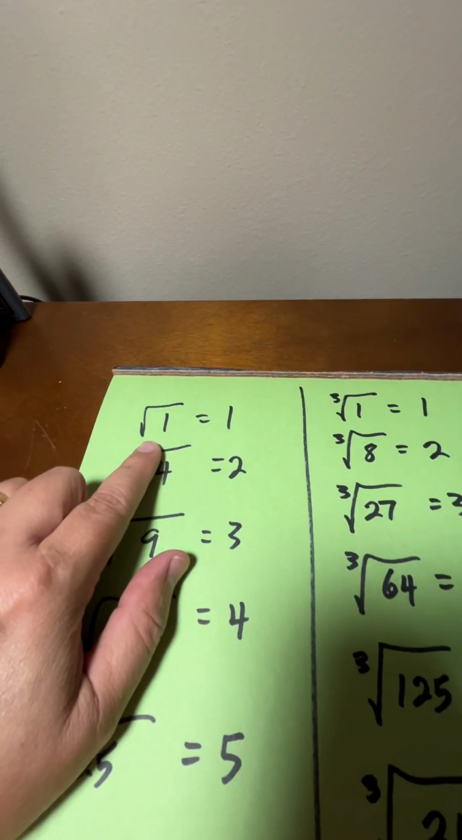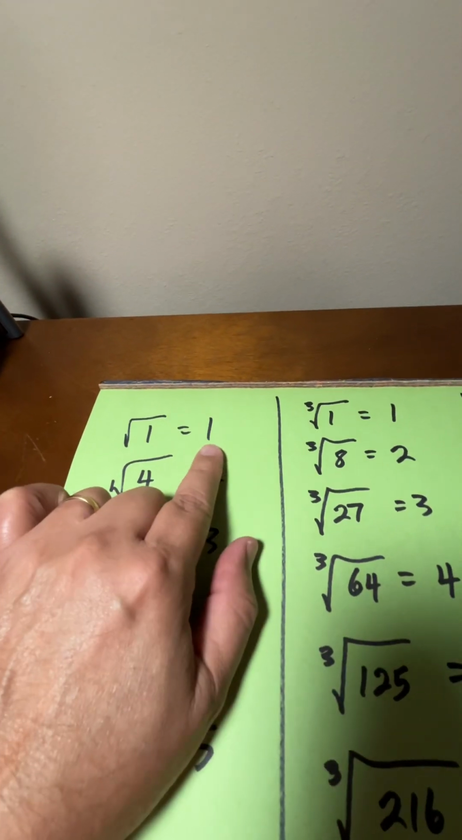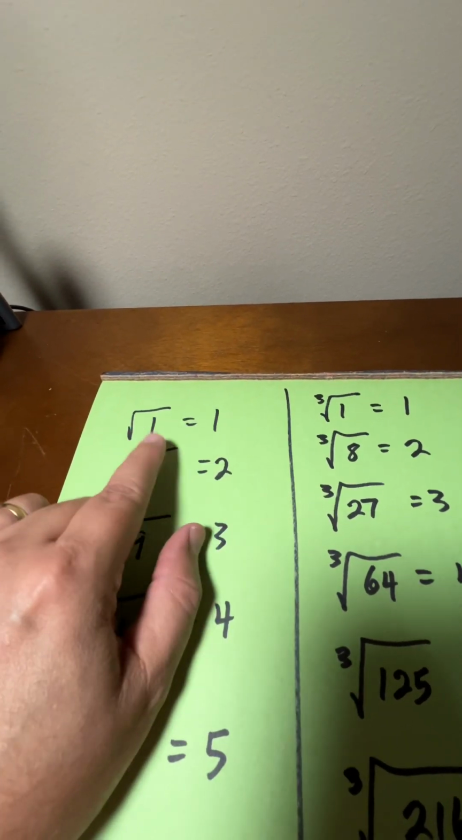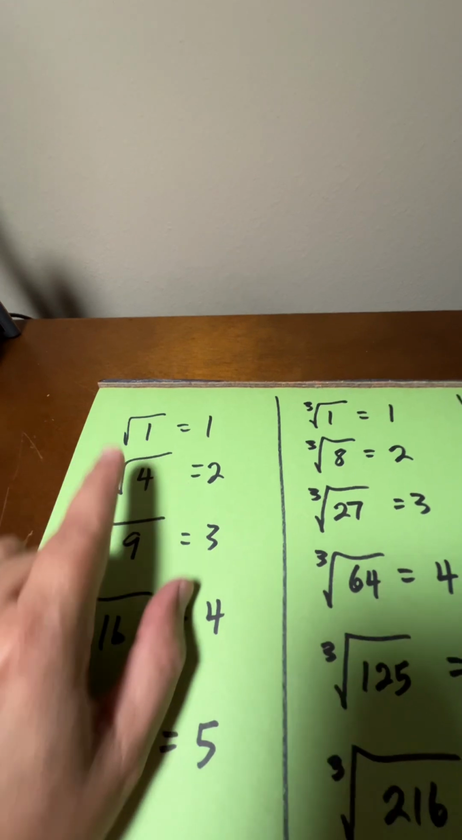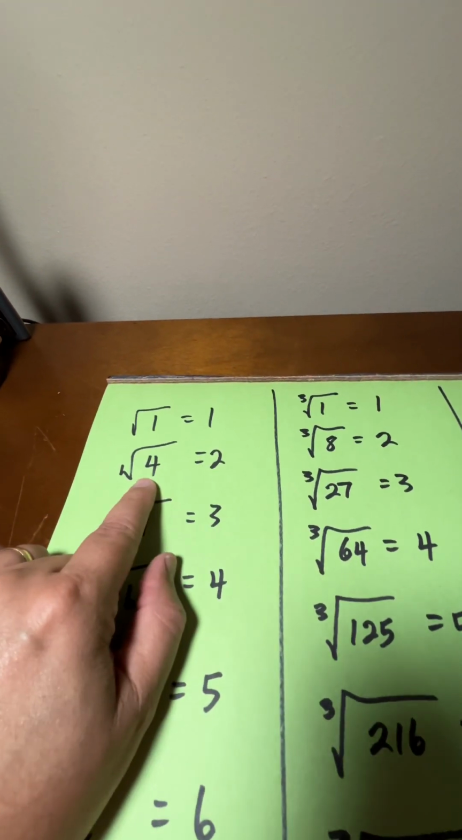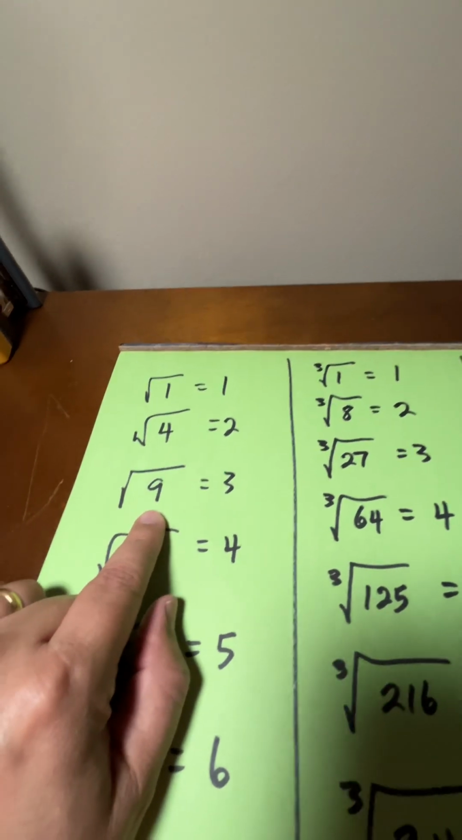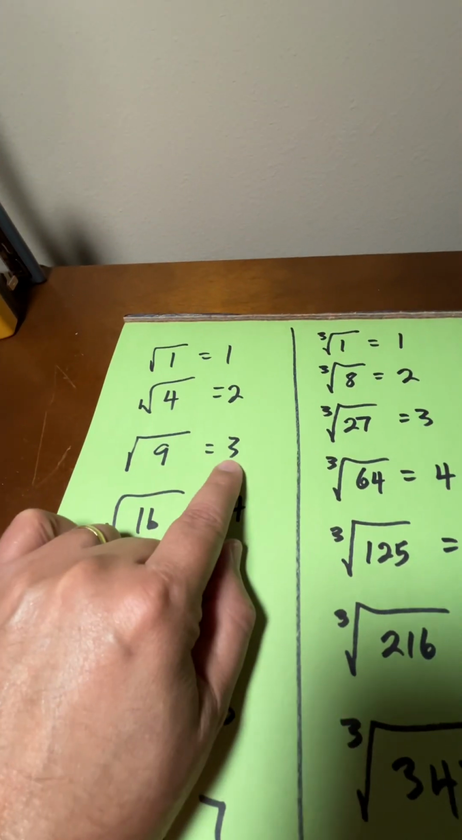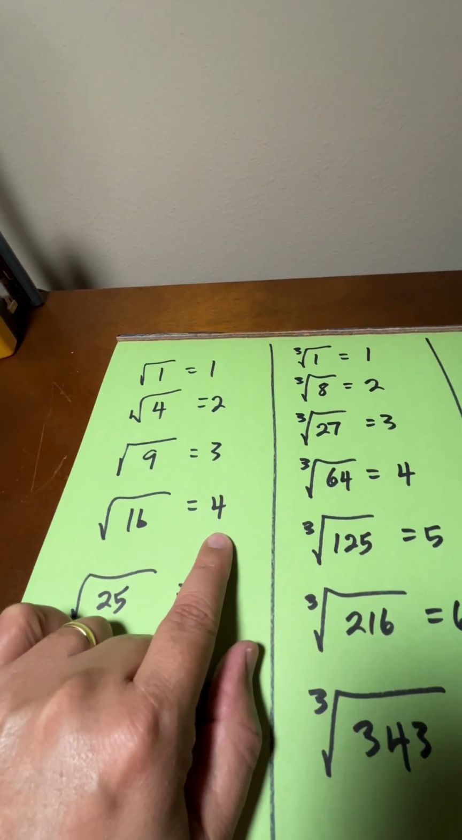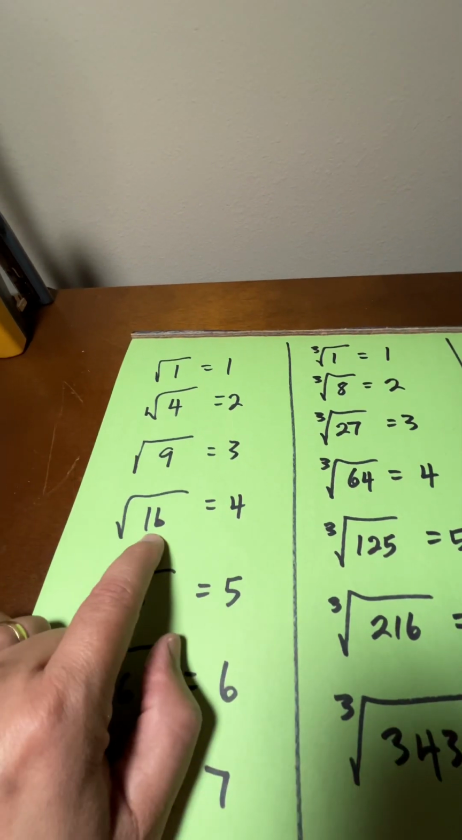Let's talk about square roots. So the square root of 1 is 1 because 1 times itself is 1. The square root of 4 is 2 because 2 times 2 is 4. The square root of 9 is 3 because 3 times 3 is 9. The square root of 16 is 4 because 4 times 4 is 16.